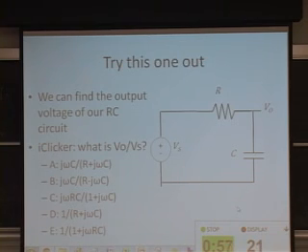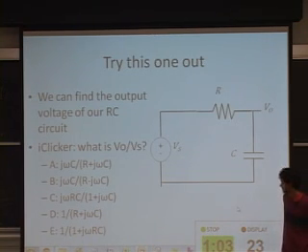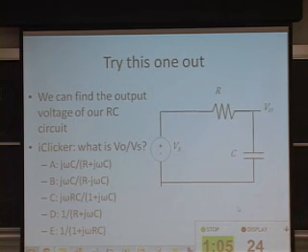So it requires a bit of complex arithmetic, maybe a little bit of manipulation, but one of these is definitely right, I promise. Take about another minute, maybe.